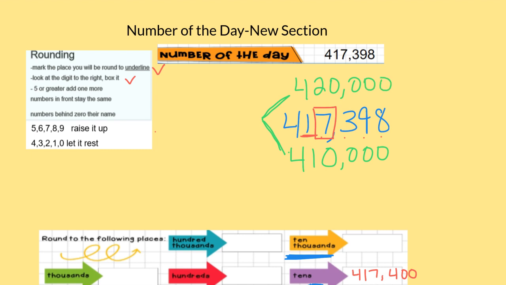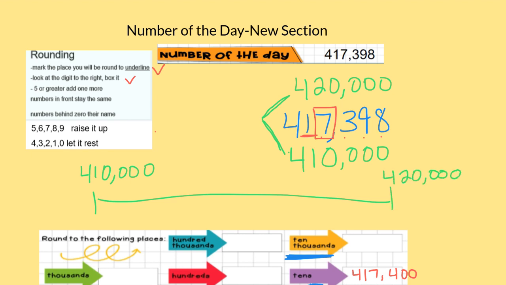If you're doing a number line, you would put your 410,000 over here. You would put your 420,000 over here. And then that middle number would be 415,000. And you would place your 417,000 probably about right here. Okay, so ask yourself, what is that closer to on your number line? Otherwise, we're going to use our rule here to make our choice.